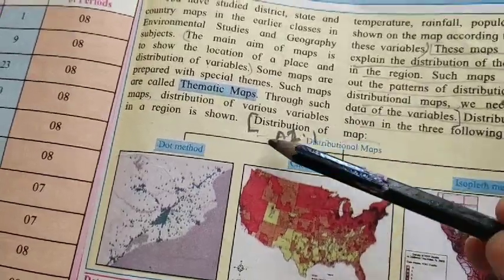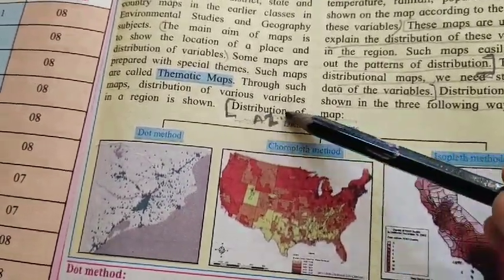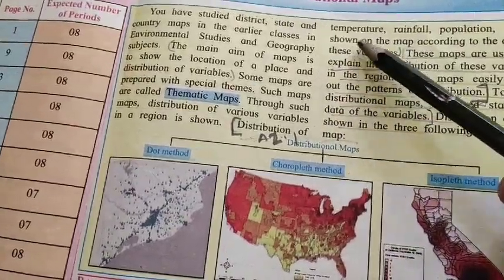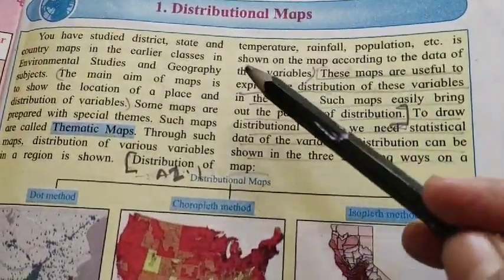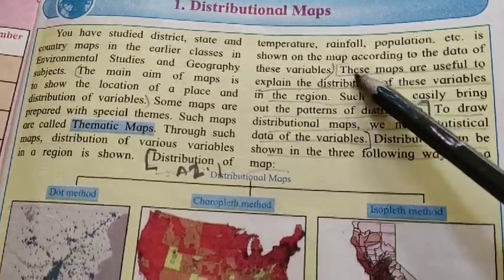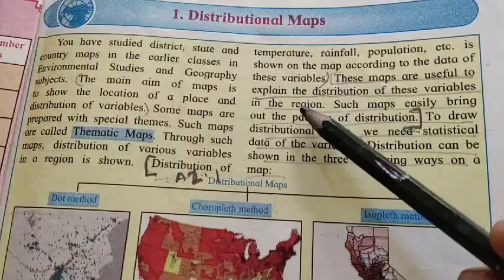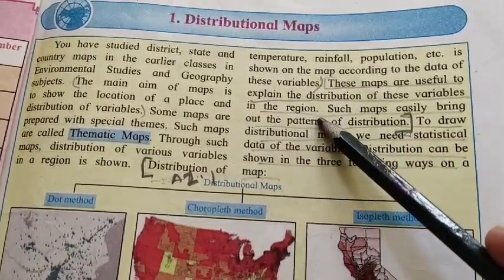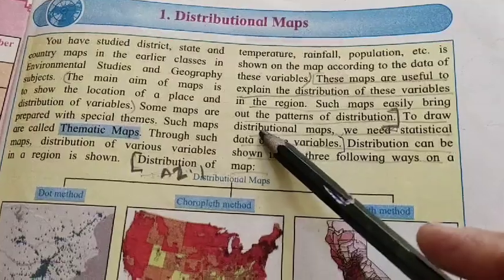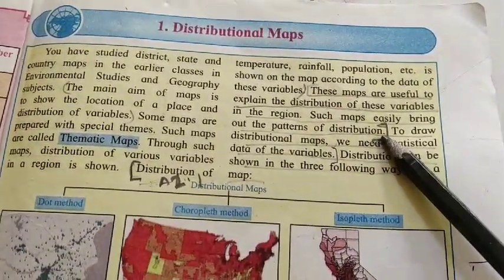Okay, what are the uses of distributional maps? So the answer is here. Distribution of temperature, rainfall, population, etc. is shown on the map according to the data of these variables. These maps are useful to explain the distribution of these variables in the region. Such maps easily bring out the patterns of distribution. Only till here.